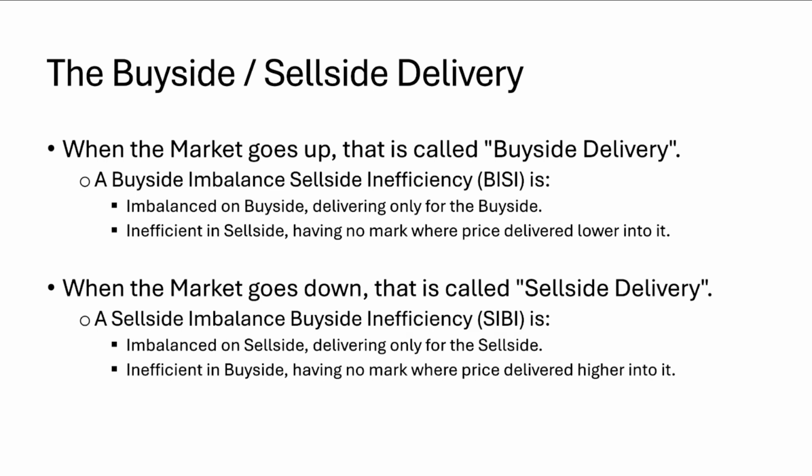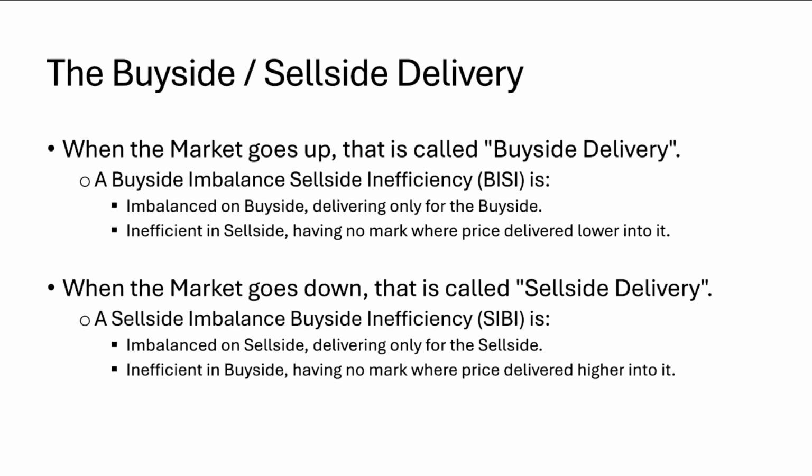Basically, what I want you to understand inside of this lecture is that when the market goes up, that is called buy-side delivery. So when the market goes up, when it forms an up-close candlestick, that is a buy-side delivery. That is named buy-side delivery, not buy-side liquidity. Very important. It is delivery. A buy-side imbalance, sell-side inefficiency, which is annotated as BISI, is imbalanced on buy side because it's delivering only for the buy side. And it is inefficient in sell side, having no mark where the price delivered lower into it.